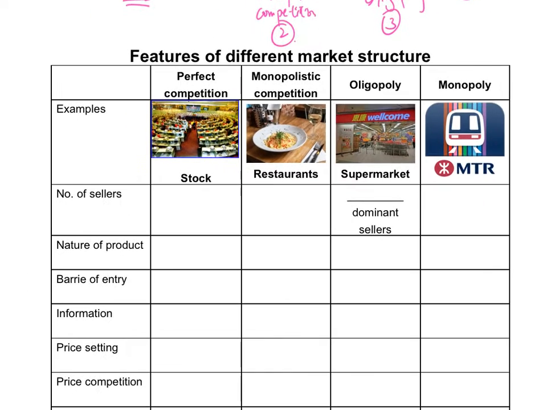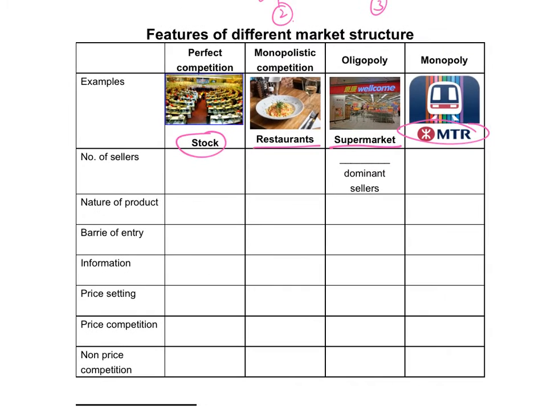Let's do it together. In Hong Kong, if you want to find these kinds of markets, perfect competition is more likely to be the stock market, where every single product is the same. For restaurants, we have many stores, but their products are a little bit different. For supermarkets, there are only a few dominant ones, and MTR is the only train service provider in Hong Kong. If you understand these features, they help you identify the MC answers and also help you with the explanation in short questions.